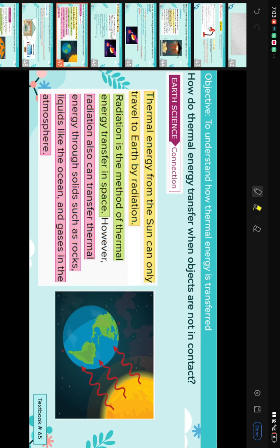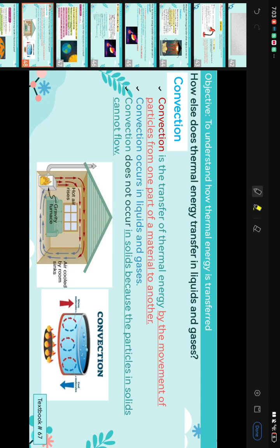Okay. So how does thermal energy transfer when objects are not in contact? Through space. They can travel in space. We spoke about it. Now let's move to the third way of heat transfer, which is convection.